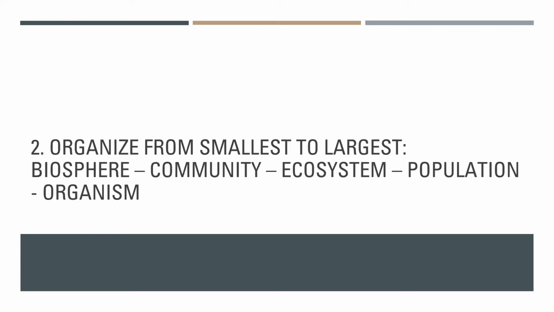Moving on. Number 2: Organize from smallest to largest. These 5 words you're going to organize from smallest to largest: biosphere, community, ecosystem, population, and organism. Which one's the smallest? Which one's the largest? Organize them, make a little line or something like that, or you can just number them 1, 2, 3, 4, 5. That works for me.